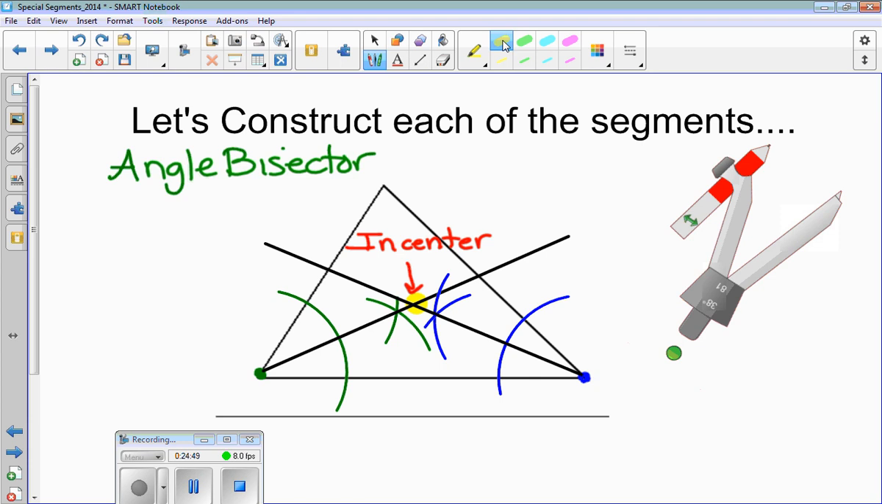Now, the other angle bisector, if I drew it in from the top angle down, would also pass through that same point. They all intersect in one point. I just drew two, but all three would intersect in the same place. So angle bisectors in a triangle intersect at a point called the incenter. Fair enough. Let's move on to the next construction.